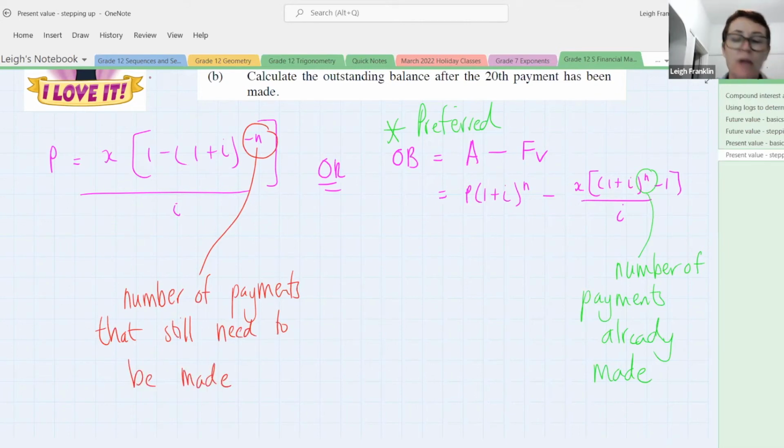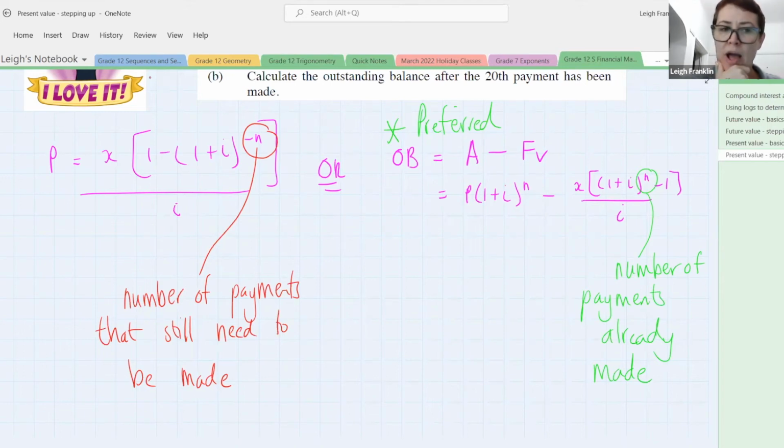Now, you may not always know that because they don't always have to tell you the length of the loan. They can, but they don't always do that. So if they don't tell you how long the loan is for, you've got no way of knowing how many payments still need to be made in order to pay off the loan.